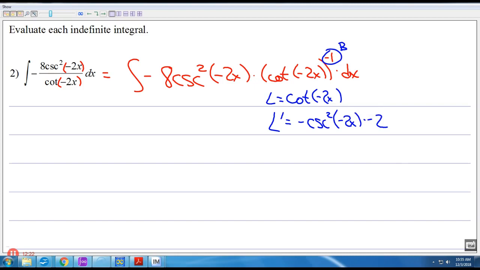So what you basically have is positive 2 cosecant squared of negative 2x. And this kind of is a cheat for you almost. If you forget the derivative of cotan, there's a pretty good chance it's sitting right in front of you and you just got to remember to look there.